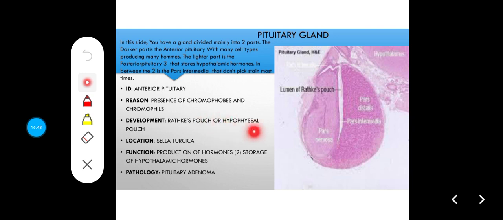So development, Rathke's pouch or hypophyseal pouch, and then location is the sella turcica. Okay, so that's it for the pituitary gland.